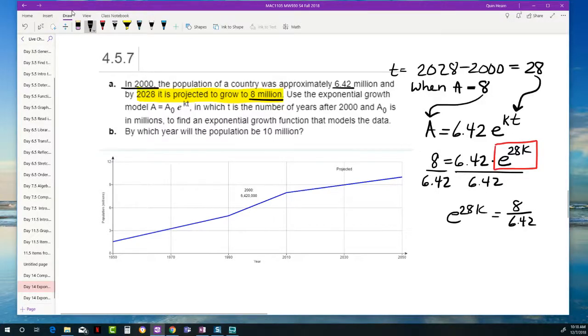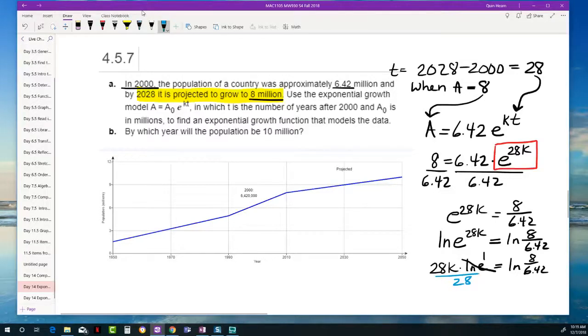We're going to take the natural log of both sides to get that k out of the exponent. Bringing the power out front, then we have 28k times the natural log of e equals the natural log of 8 over 6.42. But the natural log of e is always 1. Then we're going to divide both sides by the coefficient of k, which is that 28 there. And we're going to get k is equal to the natural log of 8 over 6.42, all divided by 28.